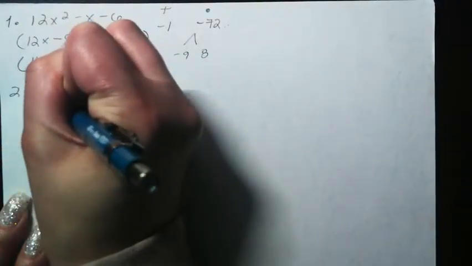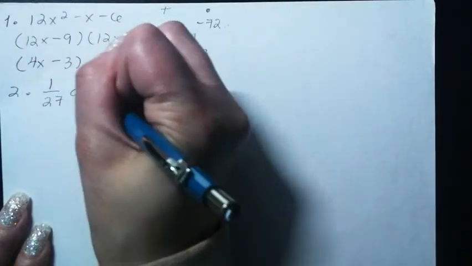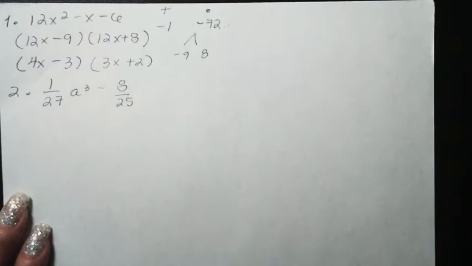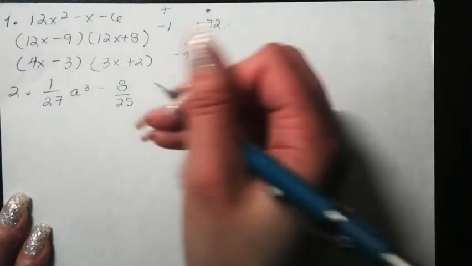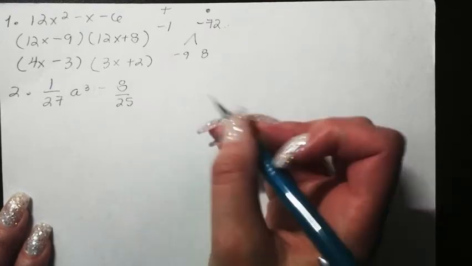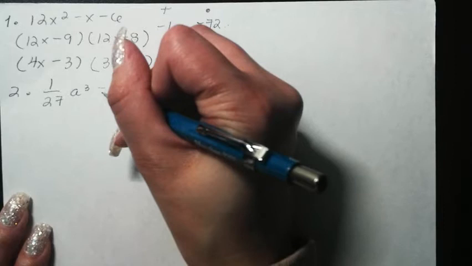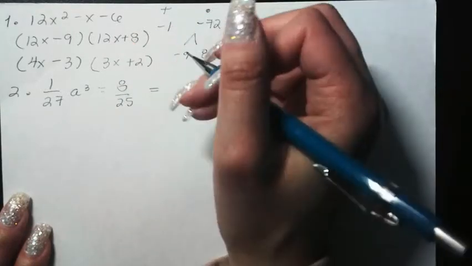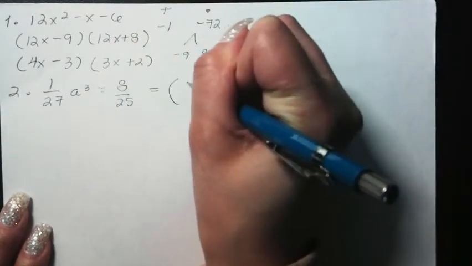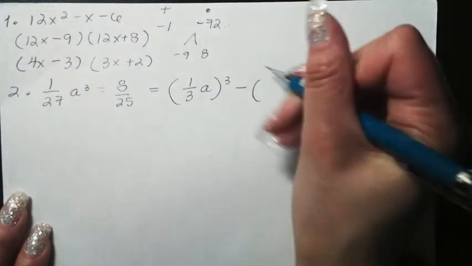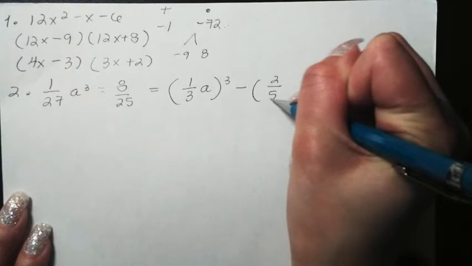Number 2, you have 1 over 27 a cubed minus 8 over 25. Here you realize the pattern: you see the cube, you see the 27, you see the 8 and the 25. This is looking like cubes, and since we are talking about cubes, you need to look at the difference. So here I see that it's going to be 1 over 3a cubed minus 2 over 5, and everything cubed.